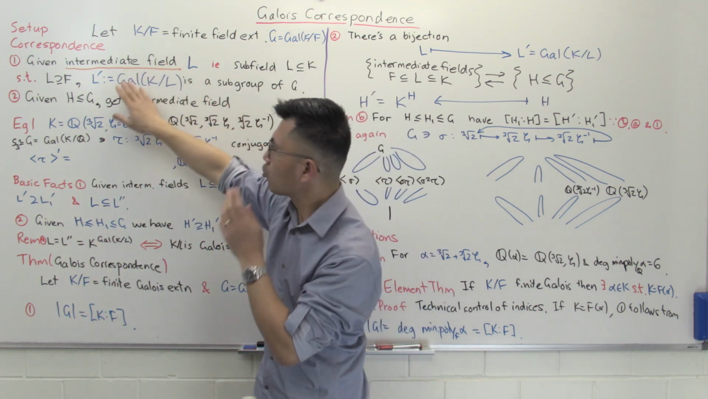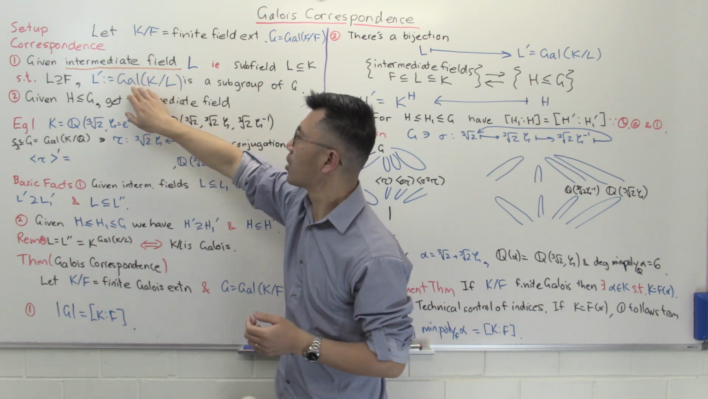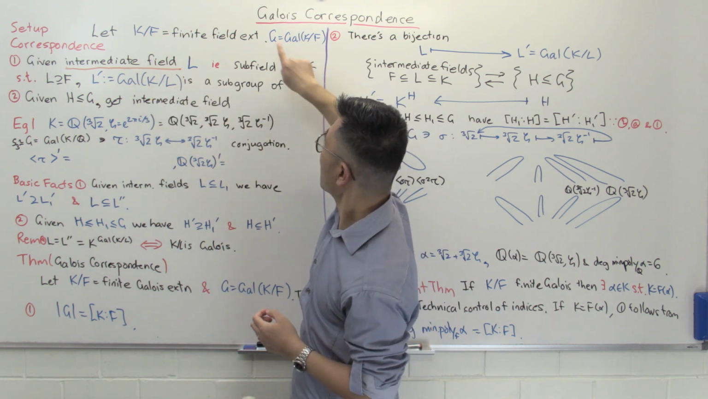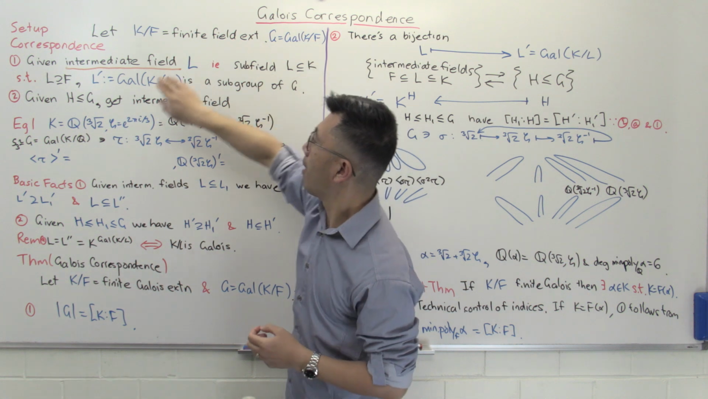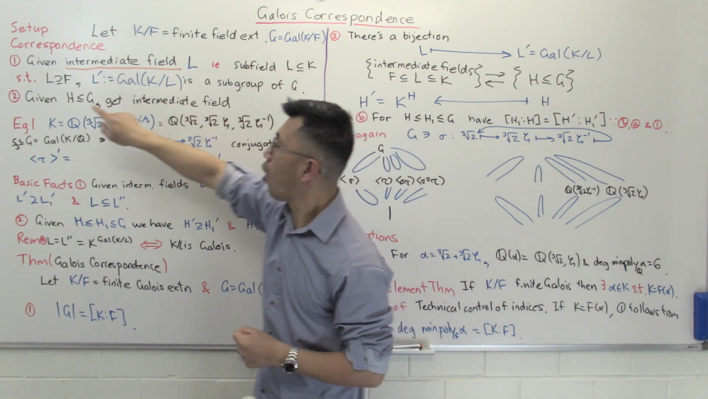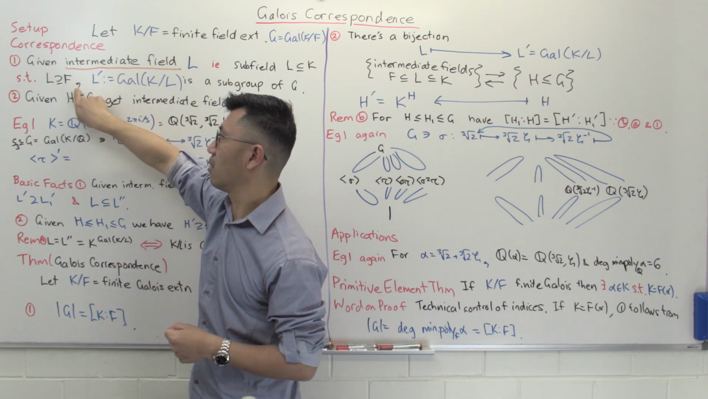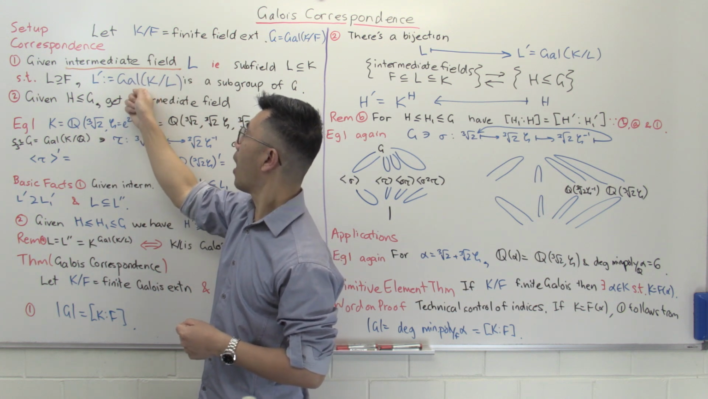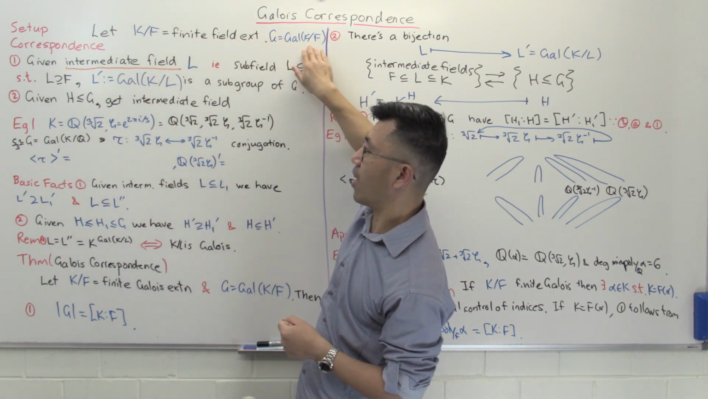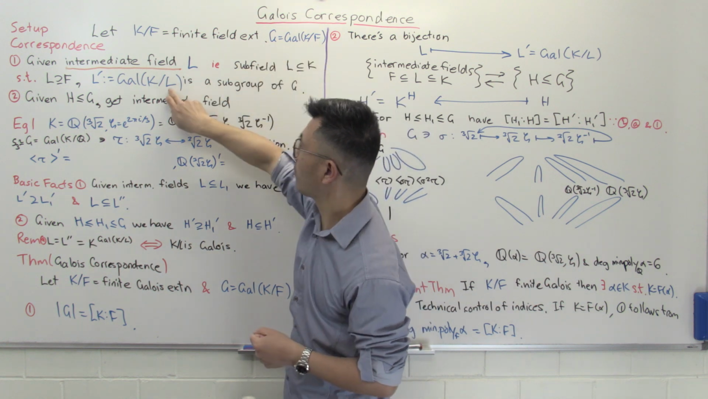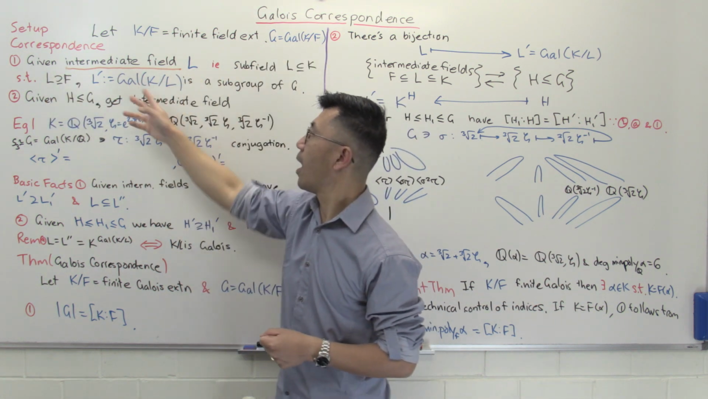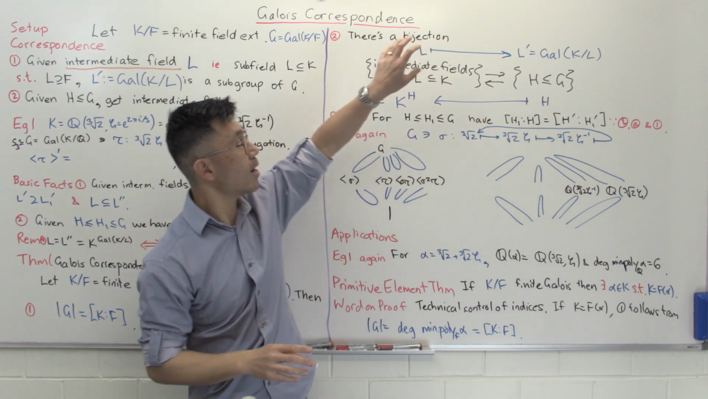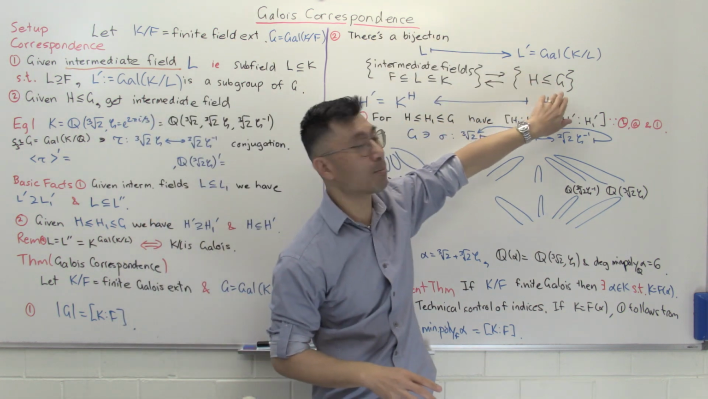Let's try to process what's involved here. The Galois group of K over L, what is that? It's the set of field automorphisms of K. Remember, G is field automorphisms of K fixing F, but these are the field automorphisms of K fixing all of L, and in particular F. So these are also Galois automorphisms of K over F. They certainly fix F because they fix all of L. And of course, this is a group under composition, so it is actually a subgroup of G. In that way, from an intermediate field, we get a subgroup of G.